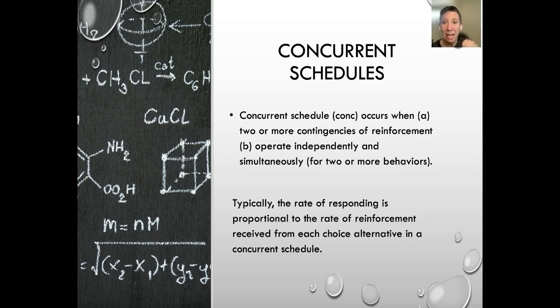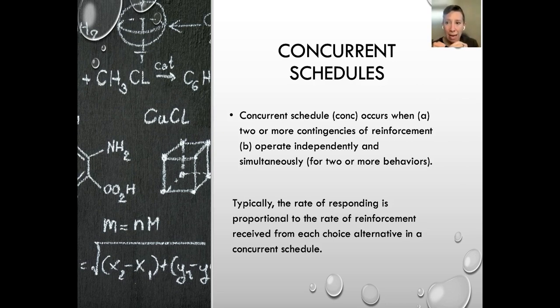Let's say I get a cookie for doing 10 jumping jacks or a cookie for answering one math problem. The rate of responding is going to be proportional to the rate of reinforcement received from each choice alternative in a concurrent schedule of reinforcement, which essentially is the matching law.